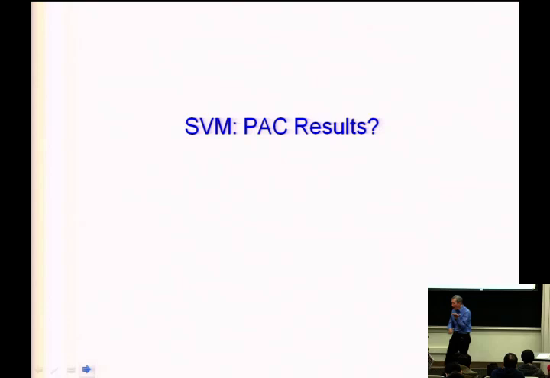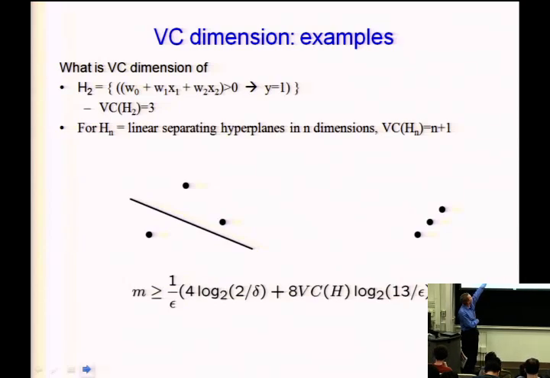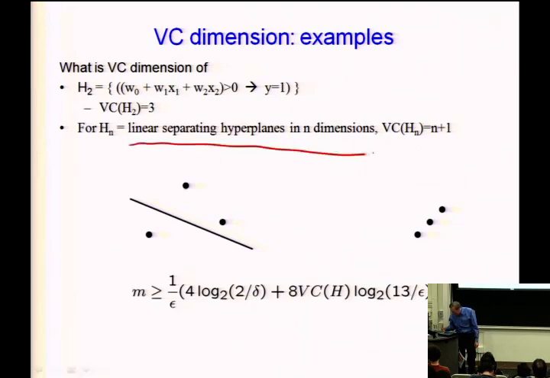And I can apply my old favorite: here's the number of examples I'll need if I want to bound the error to at most epsilon, with probability at most delta of violating it. Okay? This is the slide that I just copied from our previous lecture on VC dimension, where we pointed out that linear separating planes in n dimensions have VC dimension n plus 1.